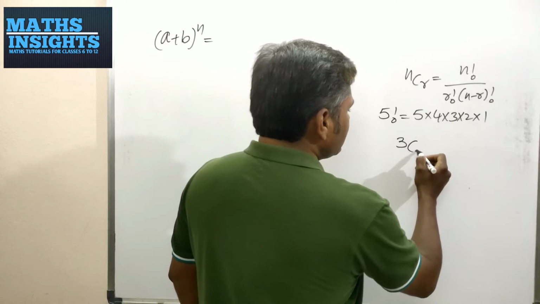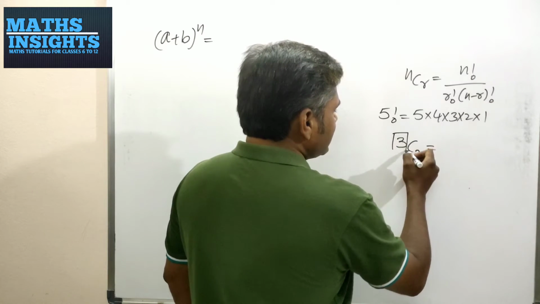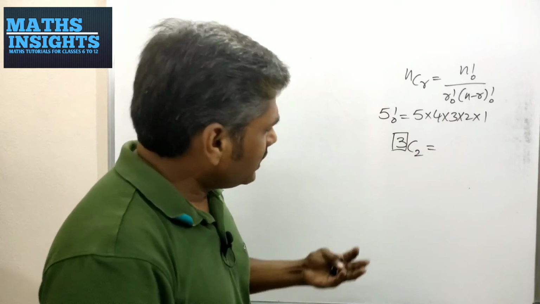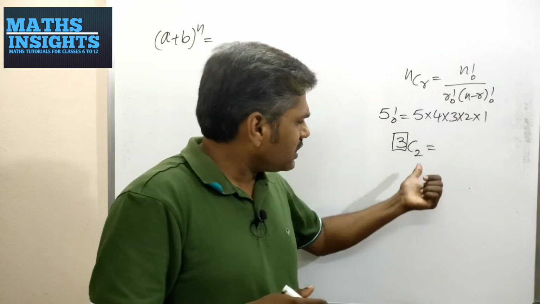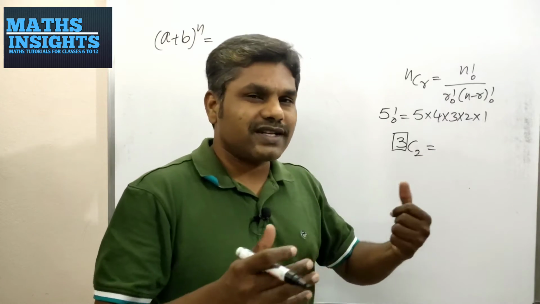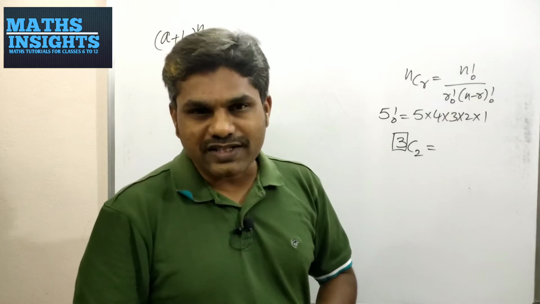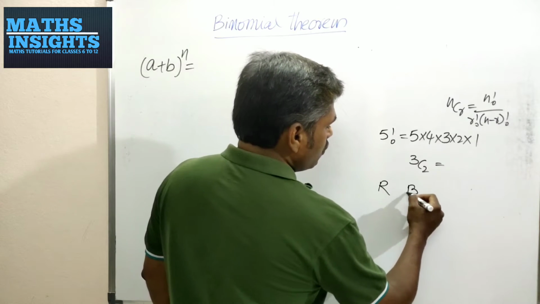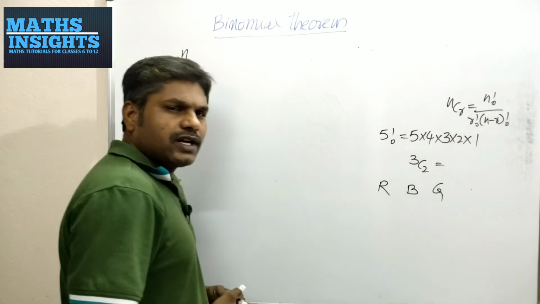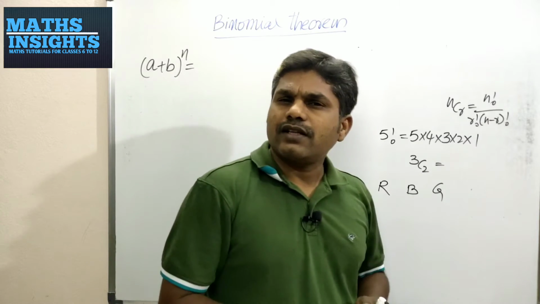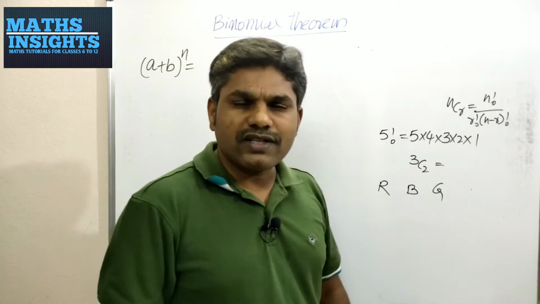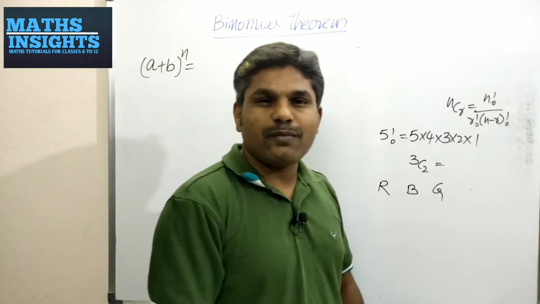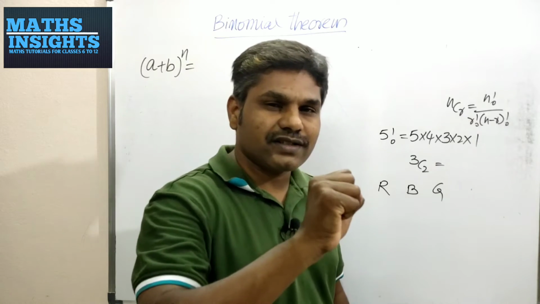Suppose you write 3C2, this is the number of balls in the bag. There are 3 balls and I am picking up 2 balls at a time. Then how many possibilities are there? Let their colors be red, blue, green. Without seeing the colors of the balls, you have to put your hand into the bag and pick up 2 balls.